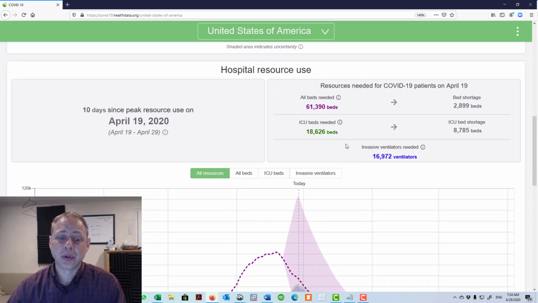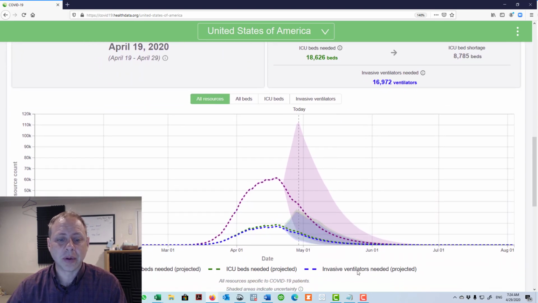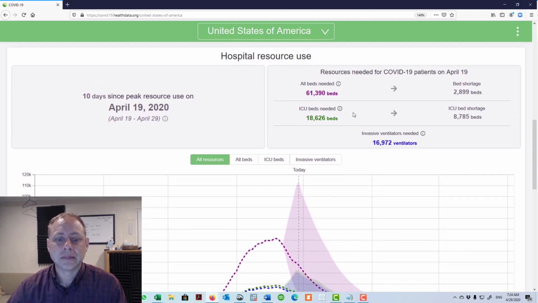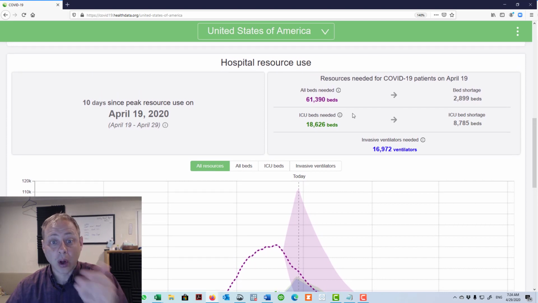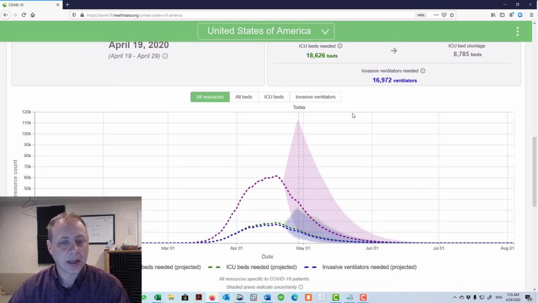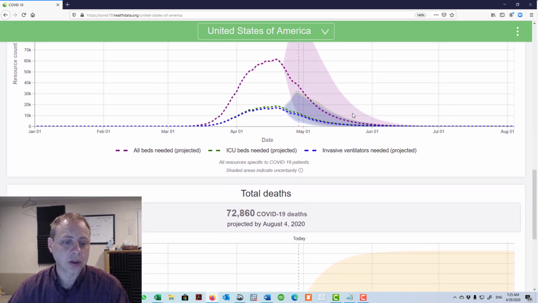Again, it looks like hospital resource use is exactly where we have been predicting that it's going to be. The total number of beds needed are well below our total bed shortage. There hasn't been a bed shortage except for in New York in those 2-week periods at the beginning of April, which were obviously terrible. It looks like we're going to be okay in terms of capacity and ventilators, and I understand that more are being constructed, so that's great.